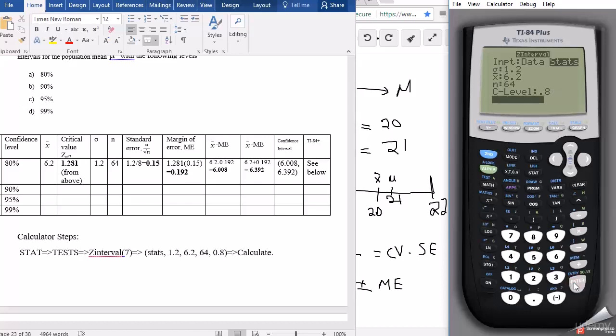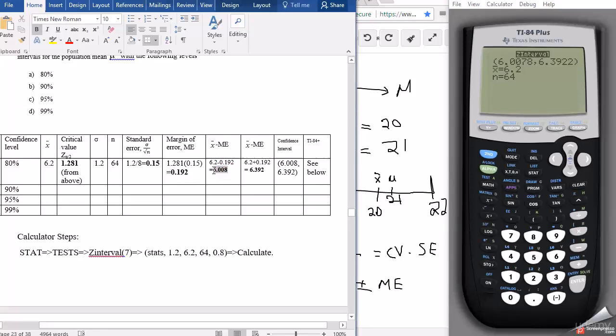So now we are going to calculate. You can see that when we calculate, the confidence interval is 6.0078, which is what we have, the lower boundary 6.008, and then the upper boundary is 6.3922. You can see 6.392. Okay, so that is how we can easily get the confidence interval using our TI-84 Plus.